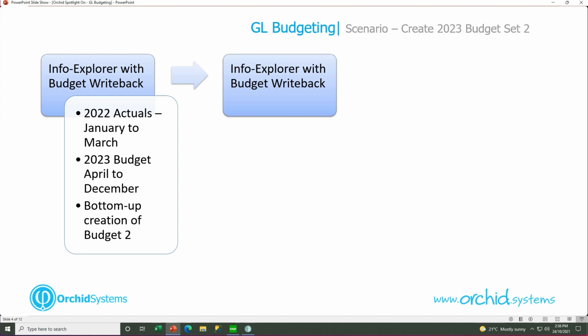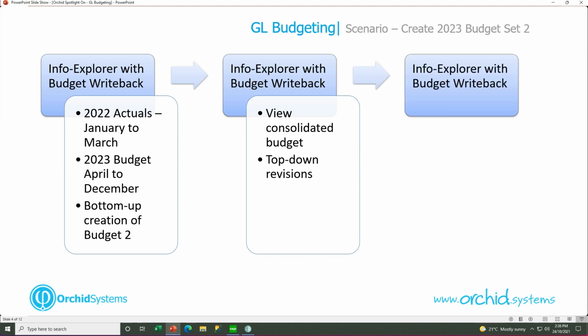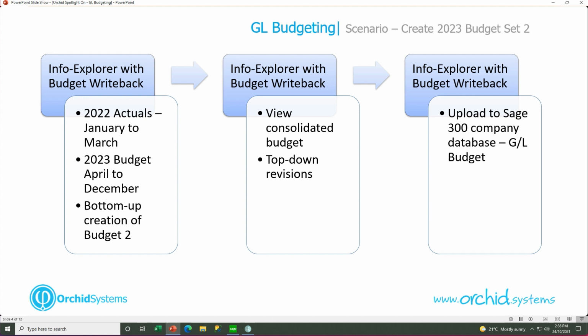We're then going to view the consolidated budget, and we're going to do some top-down revisions, and finally create budget set 2 in the Sage 300 company database.